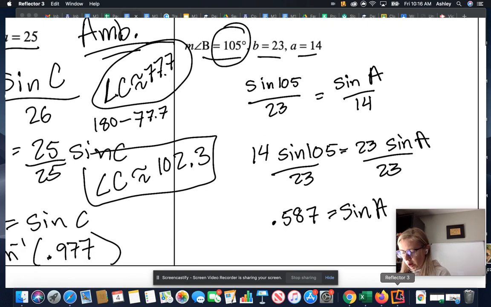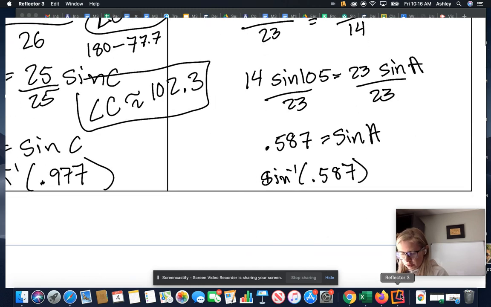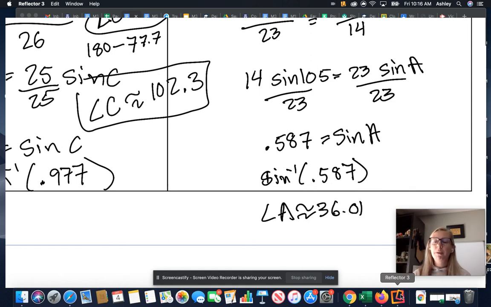And then we have to arc sine. Sine -1 of 0.587, blah, blah, blah. And we get arc sine 36. Angle A is about 36.01. Okay, so again, let me remind you what I was saying before, why I know I don't have to worry about the other option here.